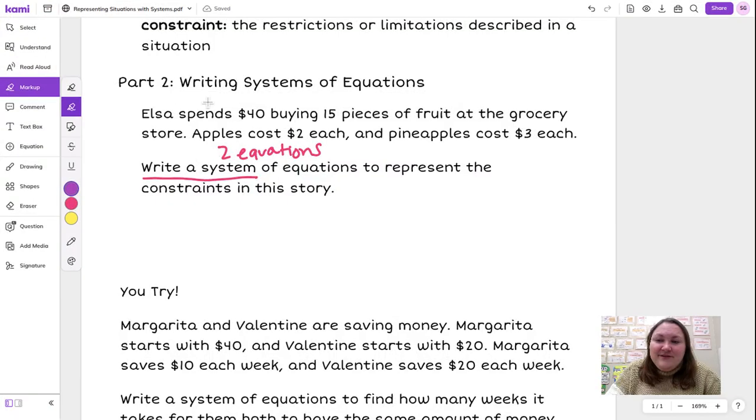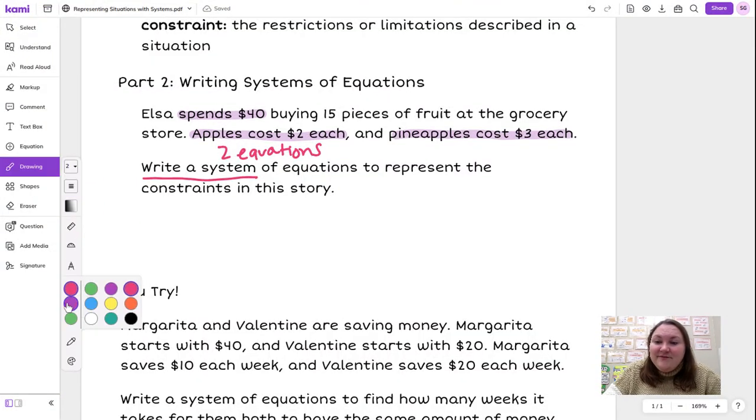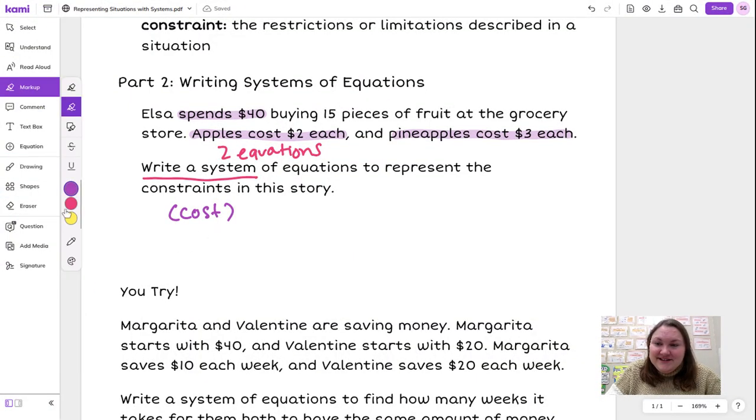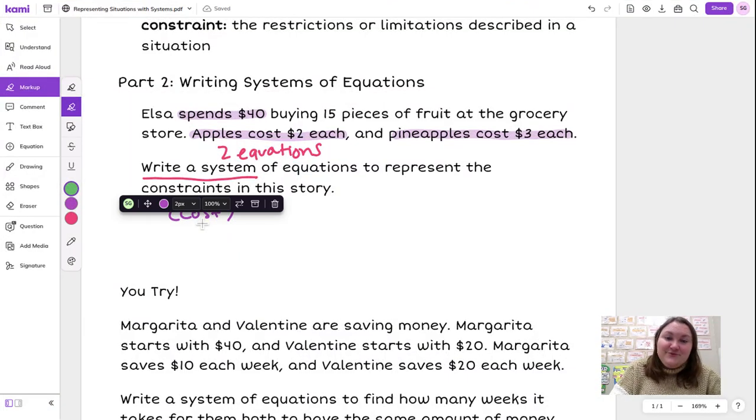As I read through the information in this story, one of the things I notice is one constraint is money or cost. We know she spends $40, we know apples cost $2 each, and we know pineapples cost $3 each. That's going to be one group of information. One of my equations is going to be describing our cost. Our other equation in this story is going to represent our constraint of how much fruit she gets.